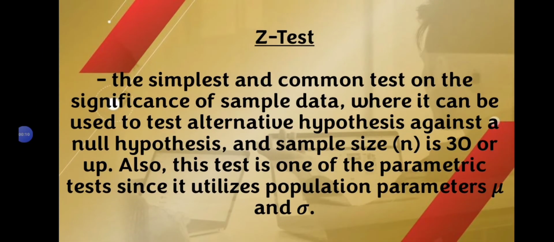Z-test, the simplest and common test on the significance of sample data, can be used to test alternative hypotheses against a null hypothesis, and sample size n is 30 or up. Also, this test is one of the parametric tests since it utilizes population parameters μ and σ.